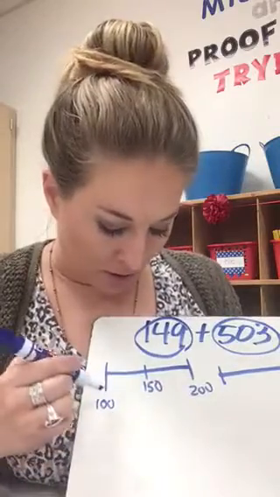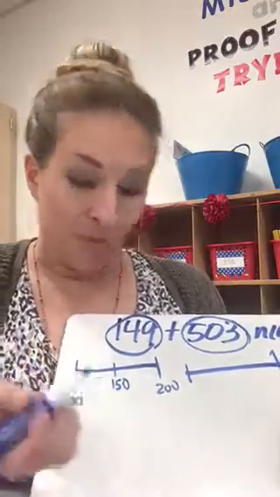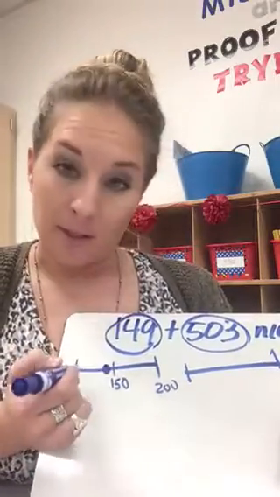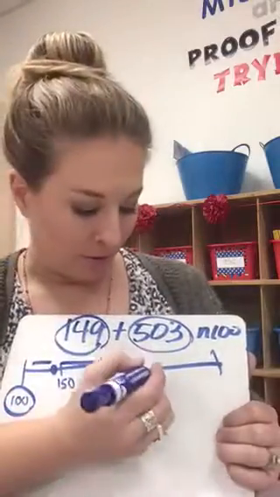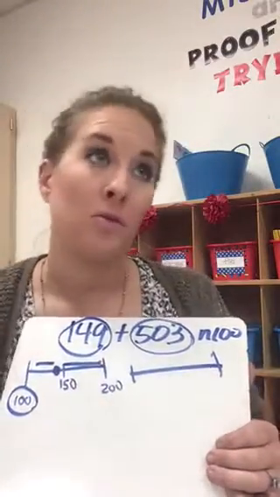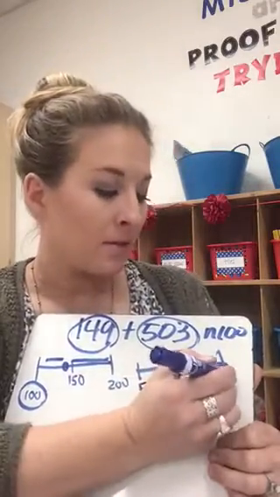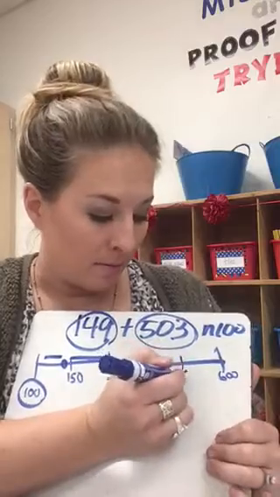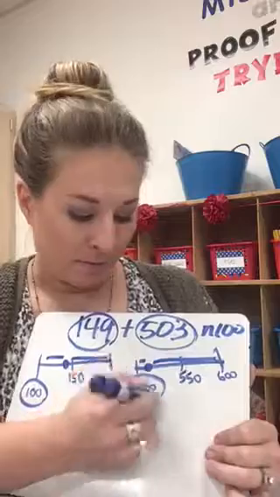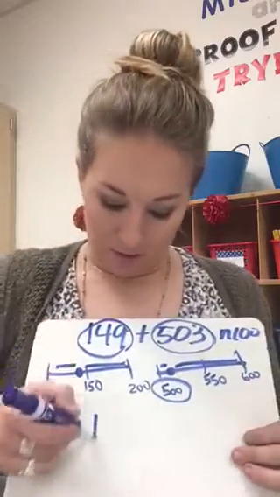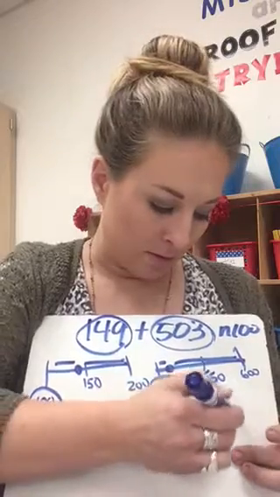So 100 to 150 to 200, okay. 149, you know it's about right here because it's less than 150. So 149 rounds to 100. Then we'll do 500. So 100, 200, 300, 400, 500, okay. 500, 600, those are my boundaries. 550, 503 is about right here. So 500. Now I need to add 100 plus 500. So my answer is 600.